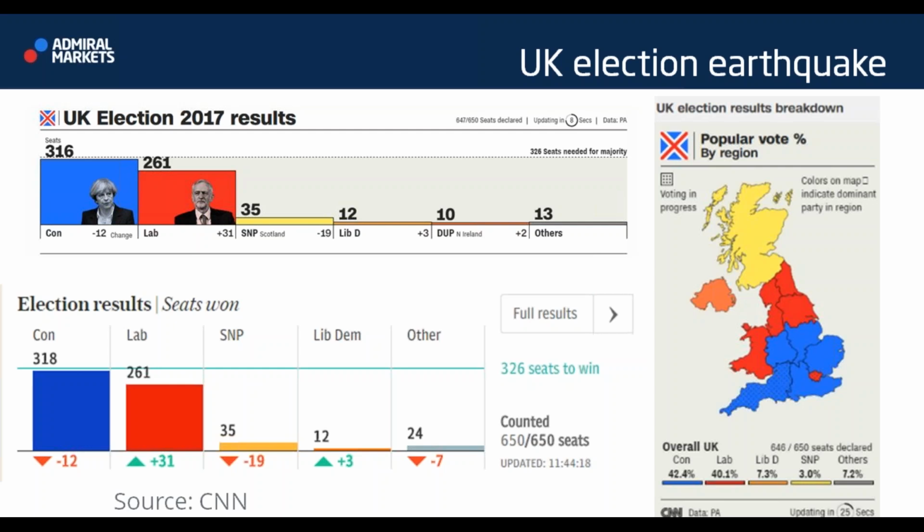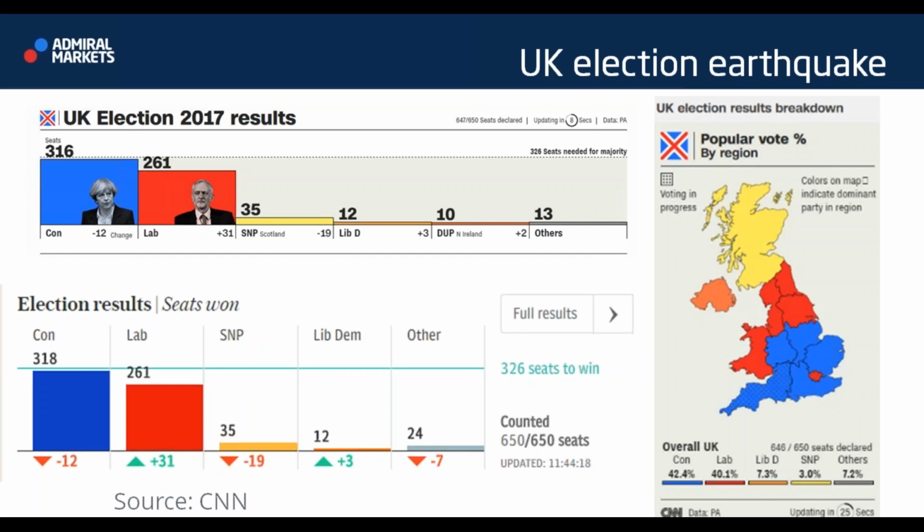Well, as you look on the left, you see the seats won. Most likely you are aware of the results, but just in case, you can see that the majority needed for a government that is not based on a coalition is 326 seats. The reason for that is there are simply 650 seats available. So half of that plus one is 326.